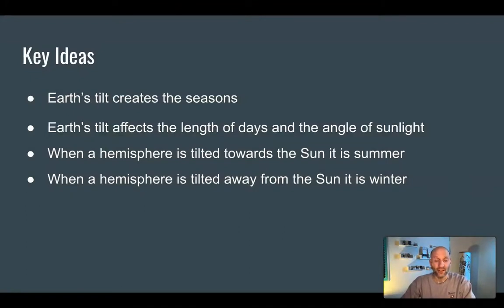So here are your key ideas. Earth's tilt creates the seasons, and the tilt affects the length of days and the angle of sunlight. When a hemisphere is tilted towards the sun, it is summer, and when a hemisphere is tilted away from the sun, it's winter.